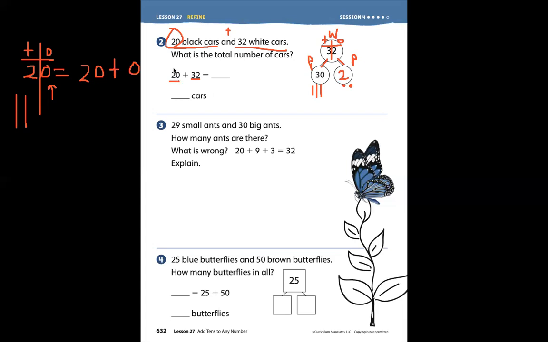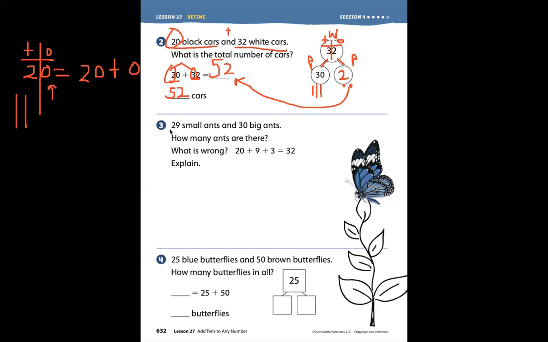So now I can add 2 tens plus 3 tens equals how many tens? What's 2 plus 3? 5 tens, good. Plus, don't forget to add the ones place. How many ones were there? 2. So my answer is 52. There are 52 cars.